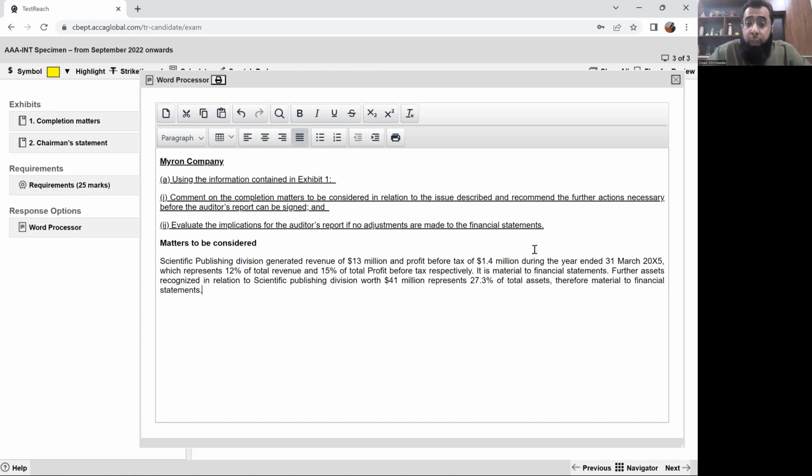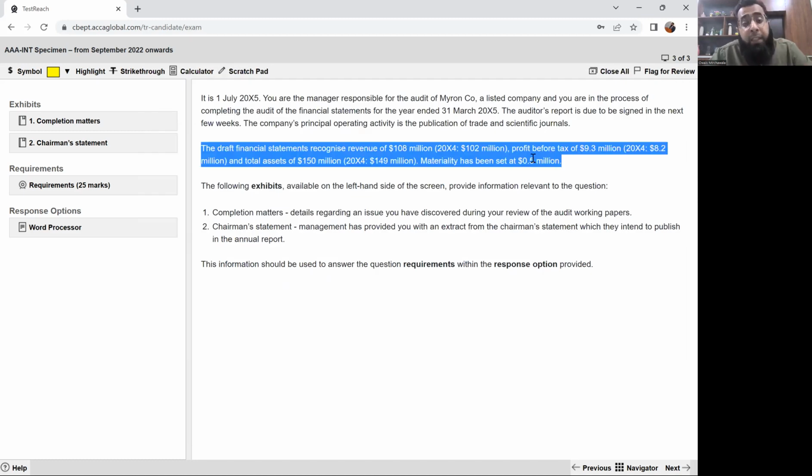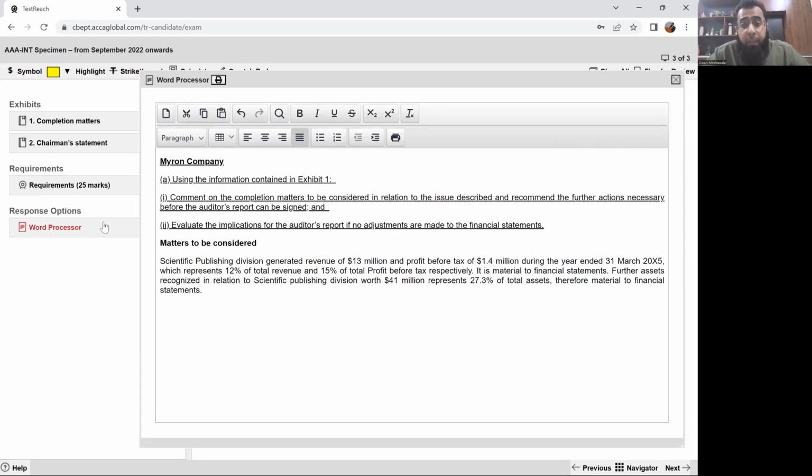And one more thing which you can do is that in the question, he has also provided us with the materiality level, which has already been set at $0.5 million. So analysis and evaluation will require you to comment on the materiality level which was already provided.